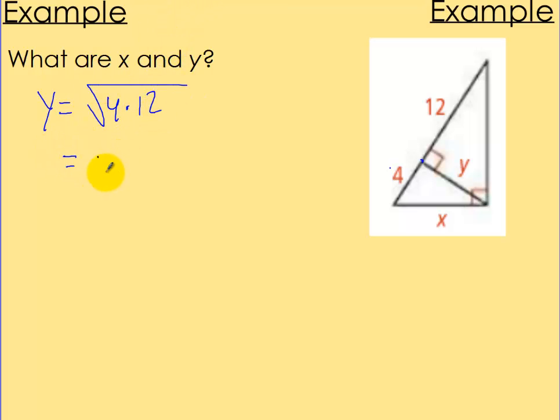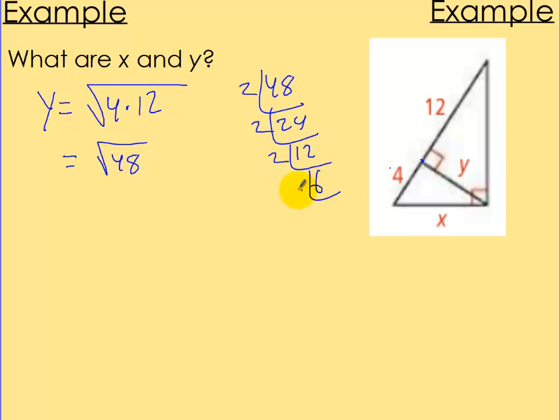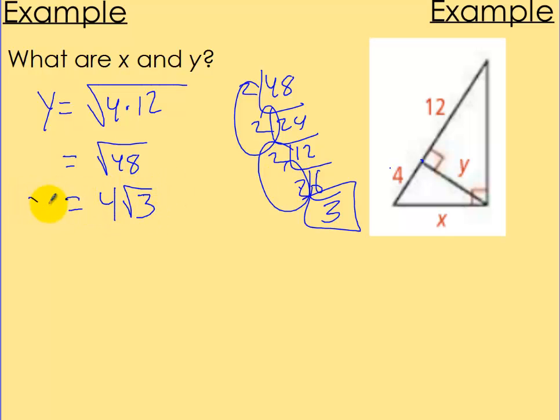And that's going to be equal to square root of 48, which is going to break up into, let's see, 2, 2, 2, 2, and 3. So pair, pair, and alone, that's going to reduce to 4 square roots of 3. So that's what my y equals. Now my x, well, that's that outside leg.